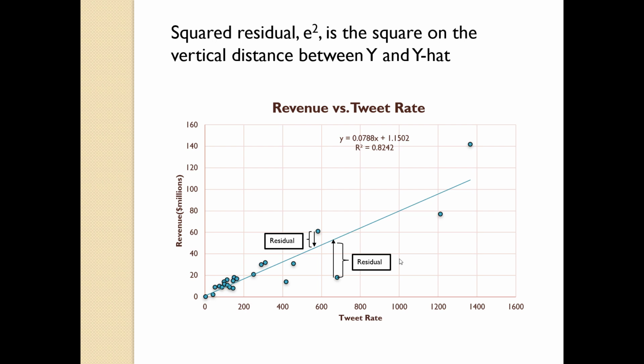Now again, what's driving that residual? It can be a whole story in and of itself, like we're talking about here with this movie with a high tweet rate but a very low revenue. What happened with that particular movie? Clearly something specific to that movie occurred, but not necessarily indicative of the overall relationship between tweet rate and movie revenue.